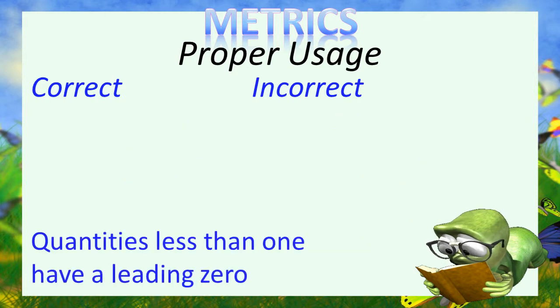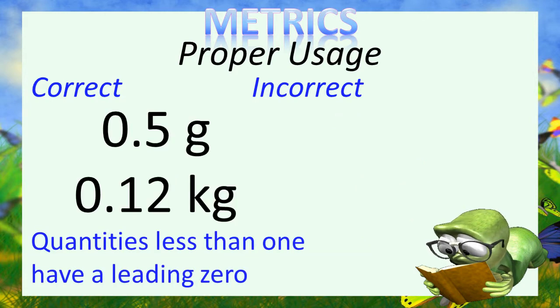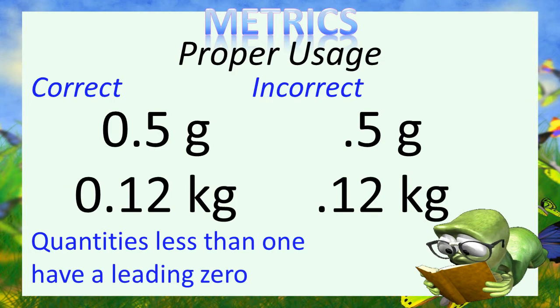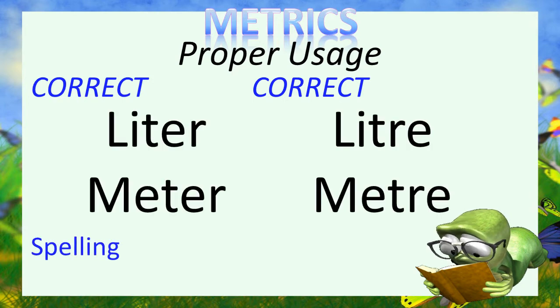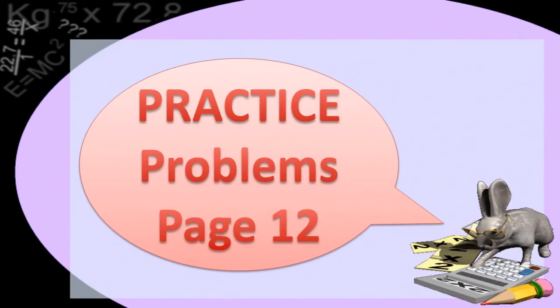If you have less than 1 unit, always use a leading zero and a decimal point. Otherwise, the decimal point might be overlooked. You might see liter and meter spelled differently. Both are acceptable. In the US, ER is the common spelling, but the British spell it RE. They are the same measure. Take a moment and do the practice problems on page 12.